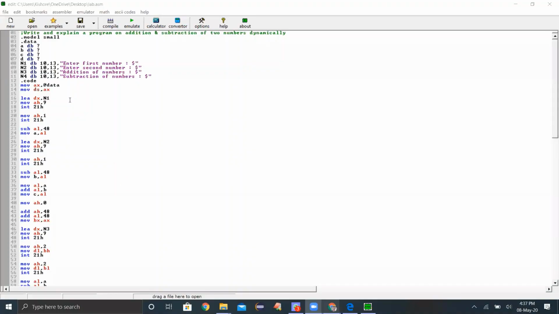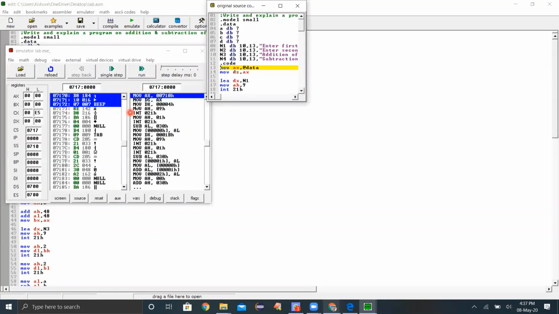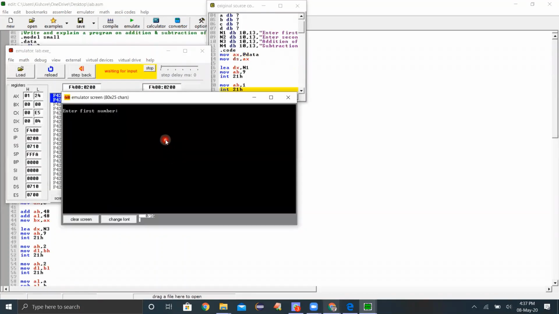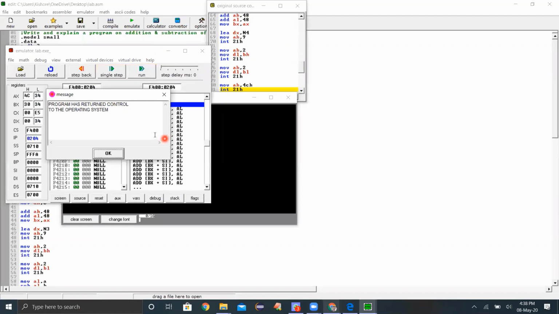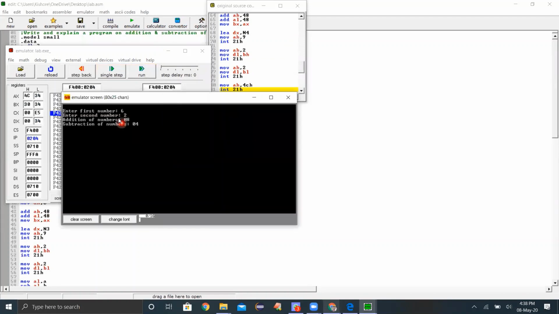Now this is the program for addition and subtraction of two numbers dynamically. Now we save this program and emulate it using Run. It asks to enter the first number. Now I give 6. It is asking to enter the second number. So I give 2. Now the output is: addition of two numbers, 6 plus 2 is 8, and subtraction of two numbers, 6 minus 2 is 4.